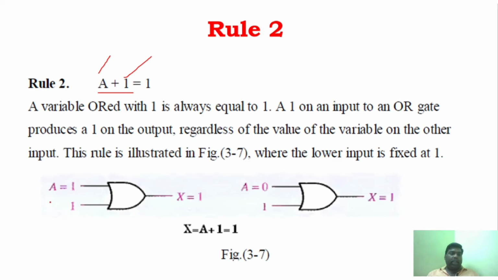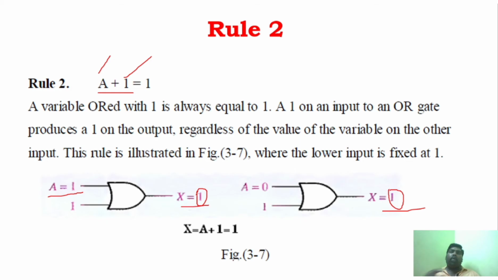So we consider a is equal to 1, right? If a is equal to 1, then 1 plus 1 is equal to 1, right? And similarly, if a is equal to 0, then 0 plus 1 is equal to 1, right? So which is nothing but this is a and this is a, right?